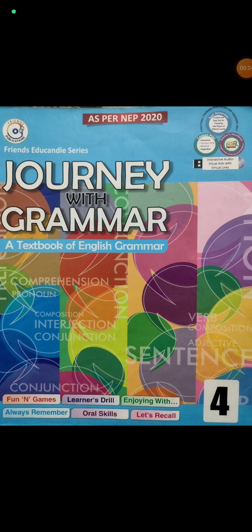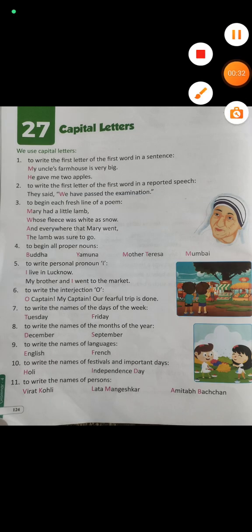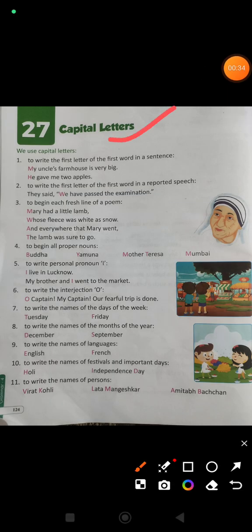So this is the book Journey with Grammar class 4th. Let's begin. So this is the chapter Capital Letters, and here some of the rules are given. Means which all the places where we should use capital letters. Let's begin. We use capital letters.